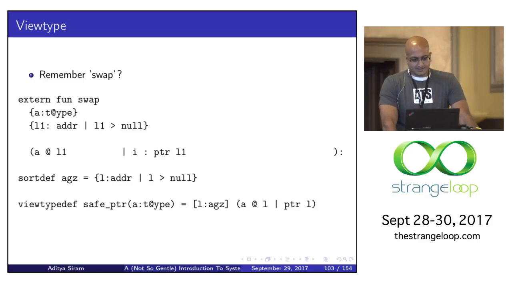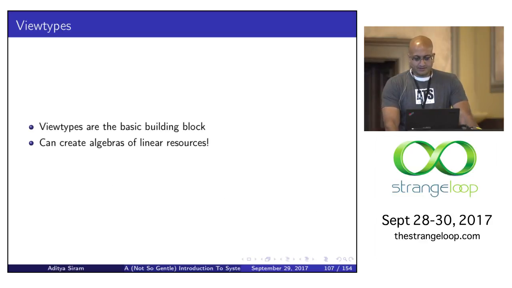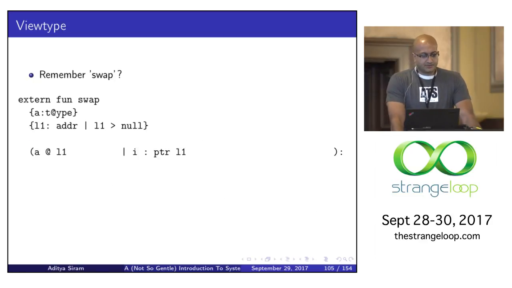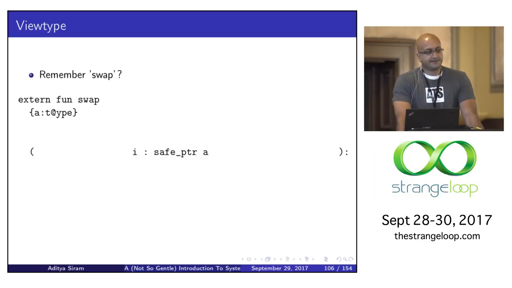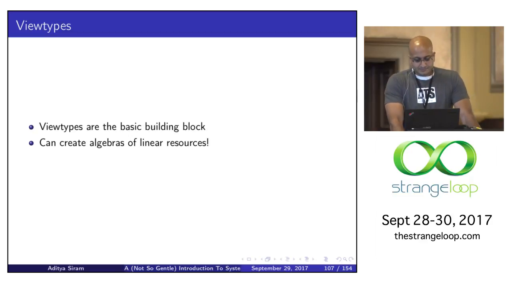Okay. Now, sorry. So this type signature cleans up to that with those view type definitions. And now we have a basic building block. And we can create algebras on linear resources. This is a cool thing to have.